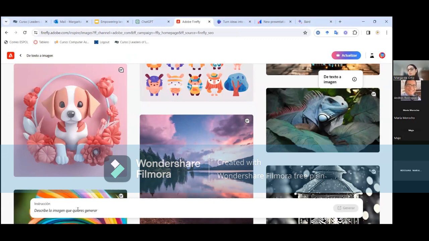So what picture would you like? I have it here in Spanish. It says, write the image that you would like to generate. I don't know if it's going to recognize English. I'm going to try in English, okay? A flower with elephants. I would like a painting of a flower with elephants, Van Gogh style.